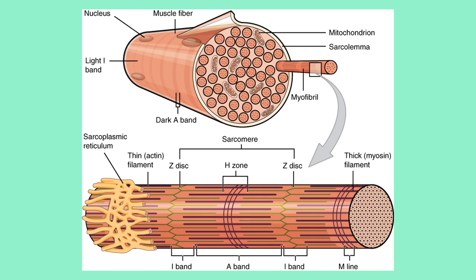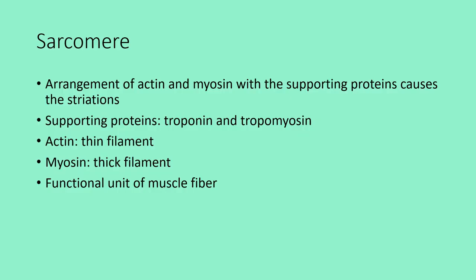We're going to see from muscle contraction, you're going to have an interaction occurring between the thick and the thin filaments in this area of overlap. So that sarcomere is just that arrangement with the actin and the myosin. Then there's also the supporting proteins. Like I said, that's what's causing the striations. The supporting proteins, troponin and tropomyosin. Keep in mind that the actin is the thin filament, myosin is the thick filament.